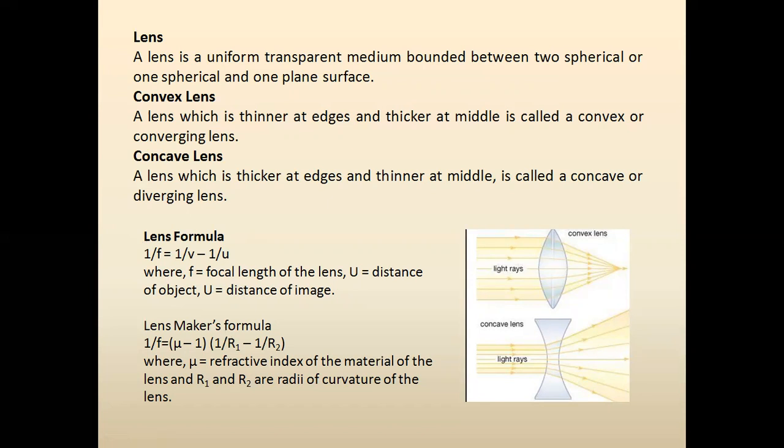Another important formula is the lens maker's formula, that is 1/f = (mu - 1) (1/r1 - 1/r2). Here mu is the refractive index of the material of the lens, and r1 and r2 are the radii of curvature of the lens. So two formulas are very important for this chapter. One is the lens formula and the other is the lens maker's formula.